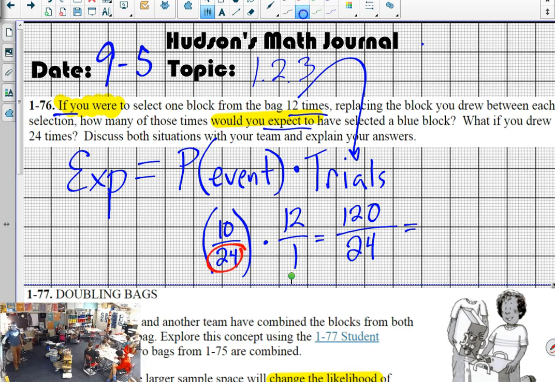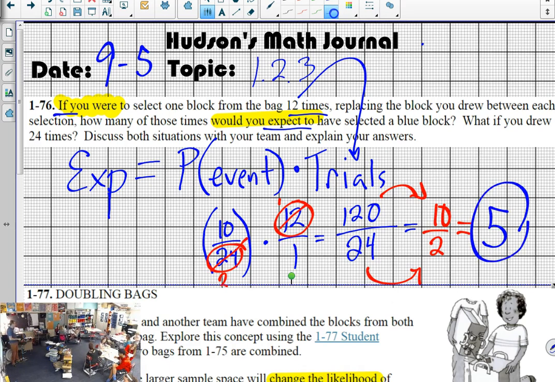Anyone remember anything about cross-canceling or cross-reducing? We could have back here divided them both by 12, gotten 1 and 2. Or here we can divide by 12, since I didn't cross-reduce in the moment. And I get 10 over 2, which comes out to be 5. So our expected number of blues would be 5.